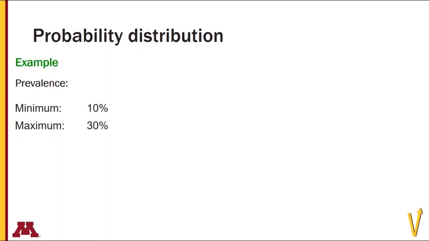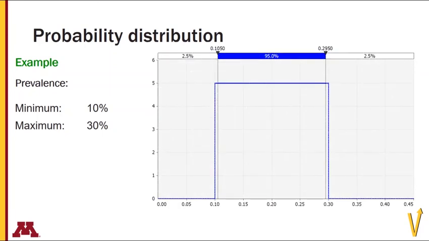In order to include the variability with a great amount of uncertainty, we could say that prevalence is somewhere between 10 to 30%. In such a case, a graph of probability distribution would be like this. And here we observe that any value of prevalence within the defined range has the same probability of occurrence. Even more, in 95% of cases, the prevalence is comprised between 0.105 and 0.295.